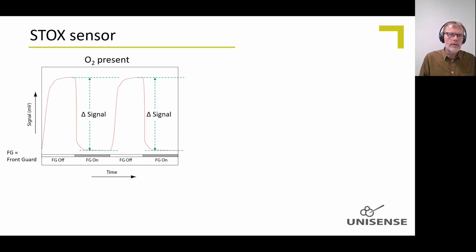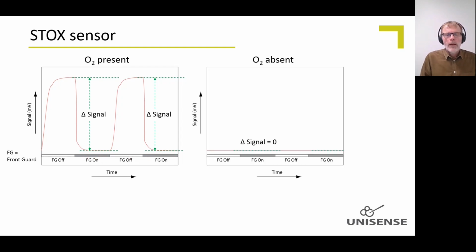Looking more in detail, this is when oxygen is present. You can calculate the difference between the signal from the sensor with the front guard off and with the front guard on. So that's the dark periods down here on the x-axis. If there's no oxygen present, then the delta signal is simply 0 because there's no difference.